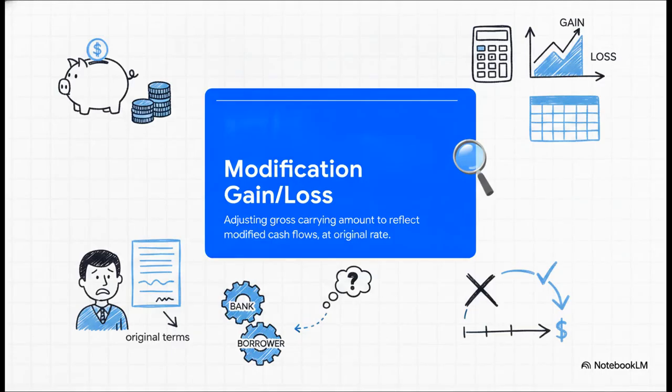So what happens if you change the rules mid-game? Say a bank decides to renegotiate the terms of a struggling borrower's loan without legally extinguishing it. Well, they can't just ignore that change. They have to mathematically recalculate the gross carrying amount based on the new cash flows discounted at the old interest rate and instantly recognize a modification gain or loss right there in the profit or loss statement.